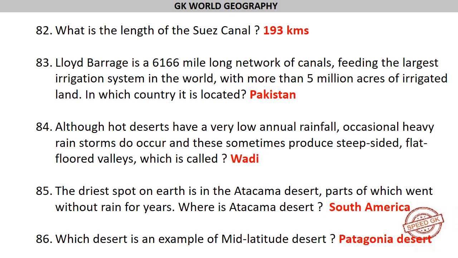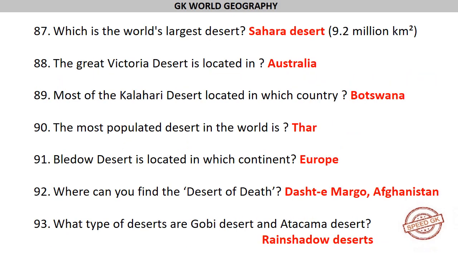Which desert is an example of mid-latitude desert? Patagonia Desert. Which is the world's largest desert? Sahara Desert, 9.2 million square kilometers. The Great Victoria Desert is located in Australia. Most of the Kalahari Desert is located in which country? Botswana. The most populated desert in the world is Thar.